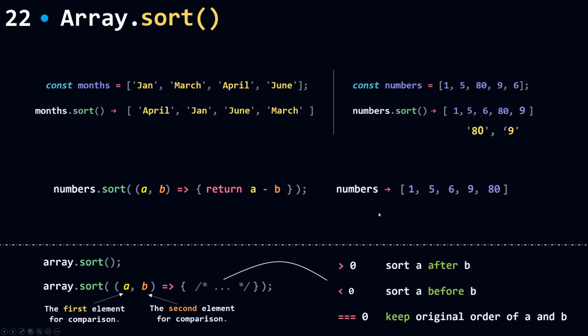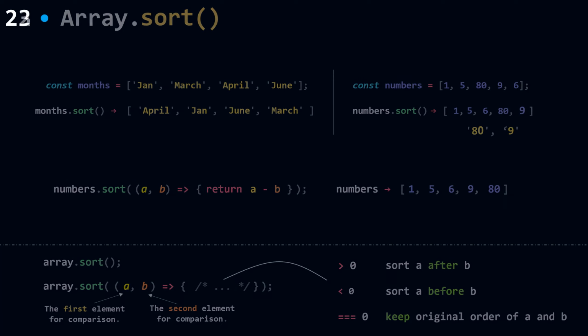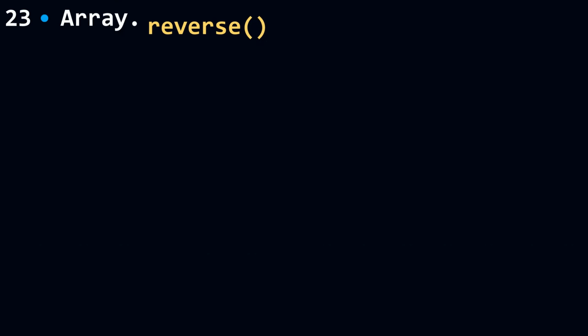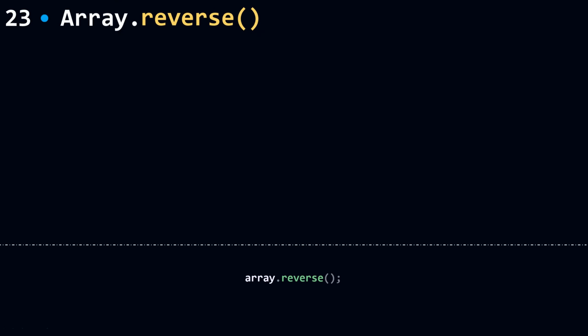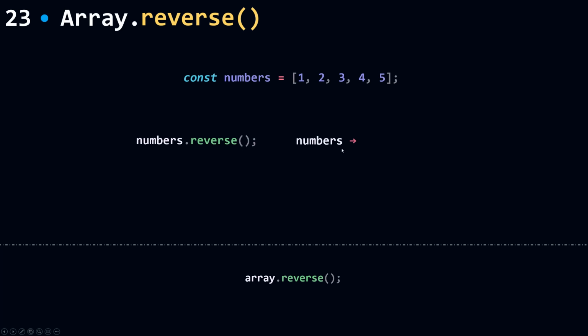Now let's move on to the next one, which is reverse. So reverse is used whenever you want to reverse an array. Reverse will change your original array. It takes in no parameters. Now, if I have here an array of numbers, the elements from 1 to 5, and I use reverse on my numbers array, the numbers array now will be reversed, or the elements will be transposed. So now I have 5, 4, 3, 2, then 1. And that's it for the reverse method.